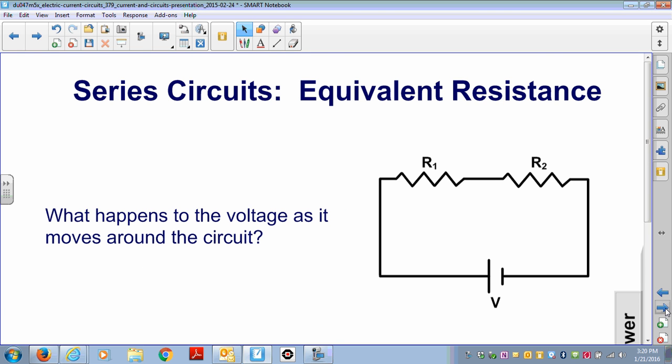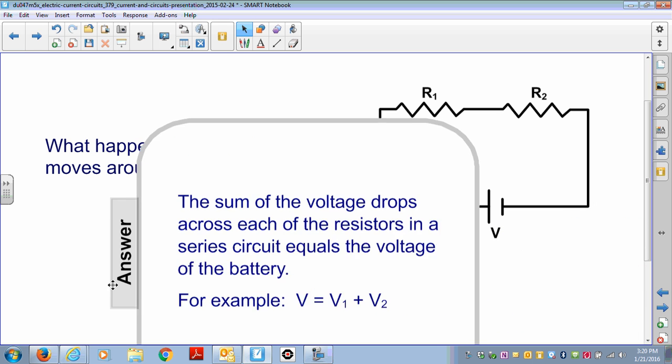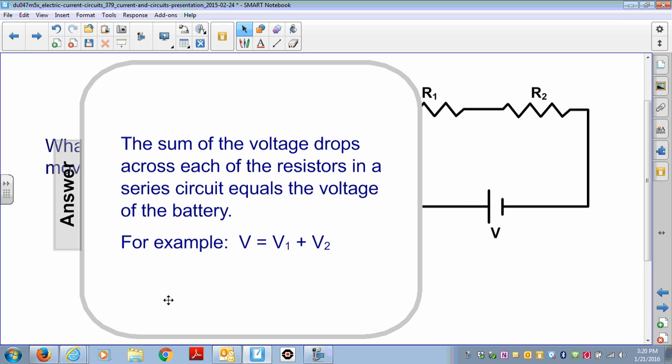What happens to the voltage as it moves around the circuit? Go ahead and pause the video now. Okay, so let's see if you have the right answer. The sum of the voltage drops across each of the resistors in the series circuit equals the voltage of the battery. So in this case, the voltage drop on R1 plus the voltage drop on R2 is equal to the total voltage of the battery.